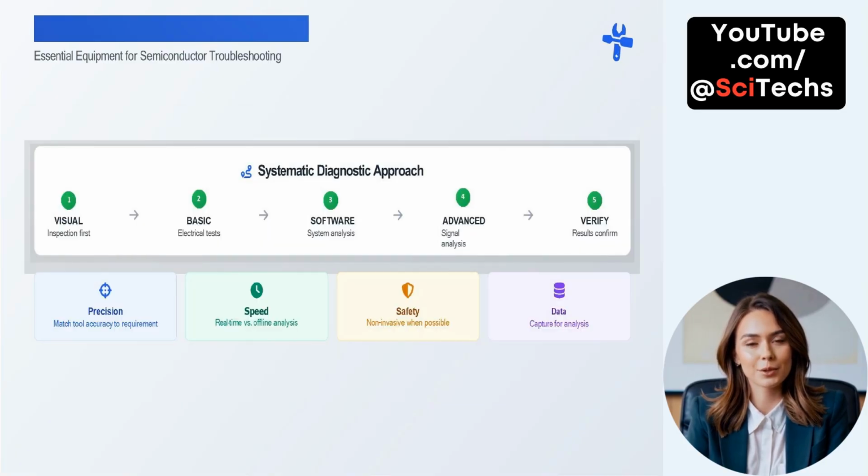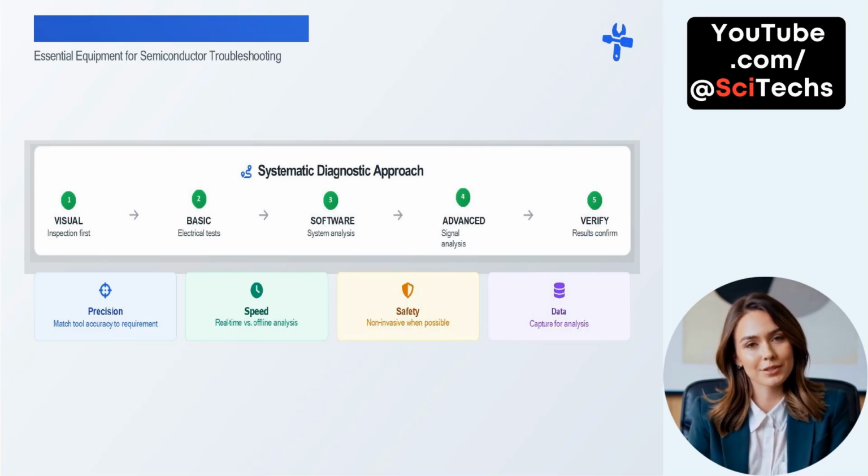Systematic diagnostic approach. A structured diagnostic approach is critical for efficient and accurate semiconductor troubleshooting. The process begins with visual inspection, which often reveals obvious issues like loose connectors, burn marks, or component damage. Afterward, proceed to basic electrical tests, using tools like multimeters to check for voltage, current, resistance, or continuity issues.